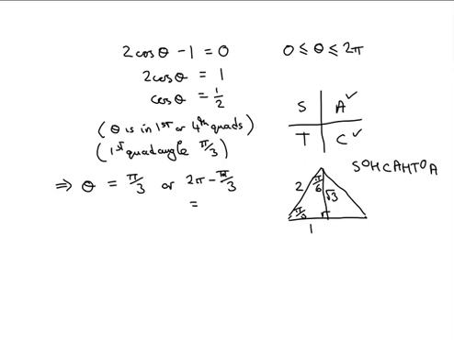This time we think in thirds of pi. So 2 pi would be 6 lots of pi upon 3. 3 lots of pi upon 3 would be pi. Double that, 6 lots of pi upon 3 would be 2 pi. So this is 6 lots of pi upon 3 minus 1 lot of pi upon 3. That's 5 lots of pi upon 3. So there's our two answers: pi upon 3 or 5 pi upon 3.